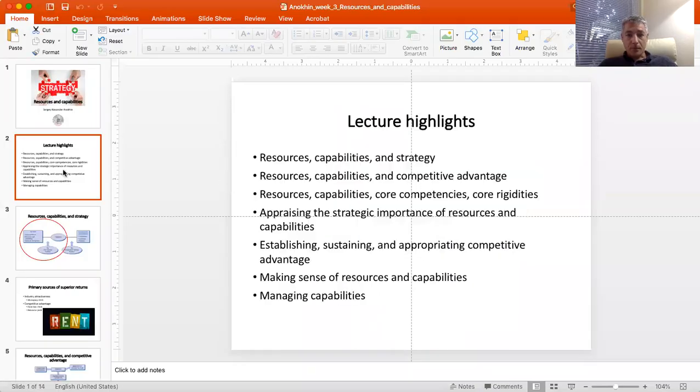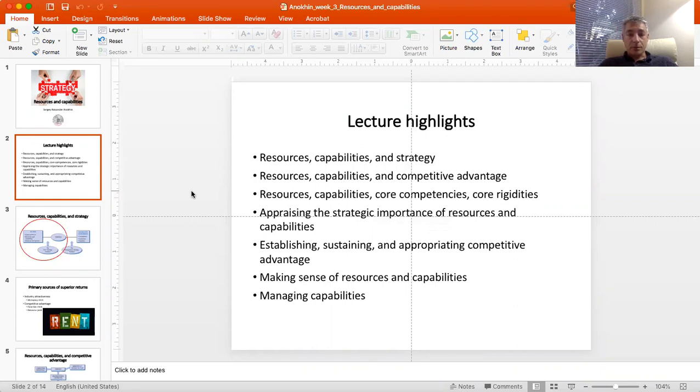So we are going to cover several things today. We'll talk about what resources and capabilities basically are and how they affect firm strategy. We'll talk about how they affect competitive advantage. We will try to distinguish between resources, capabilities, core competencies, and core rigidities. Those are things that are not necessarily emphasized by the textbook, but they are essential. So I will spend a little bit of time there.